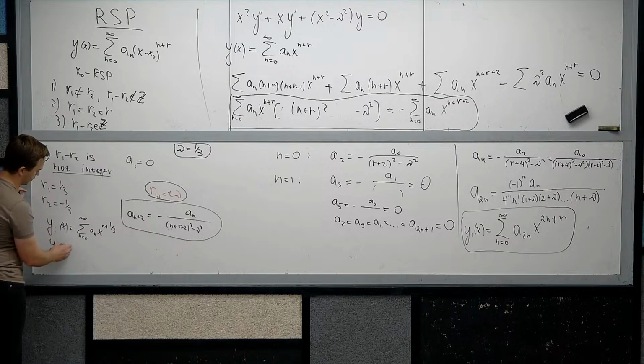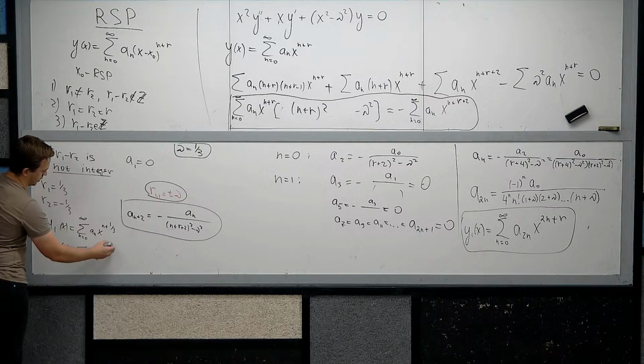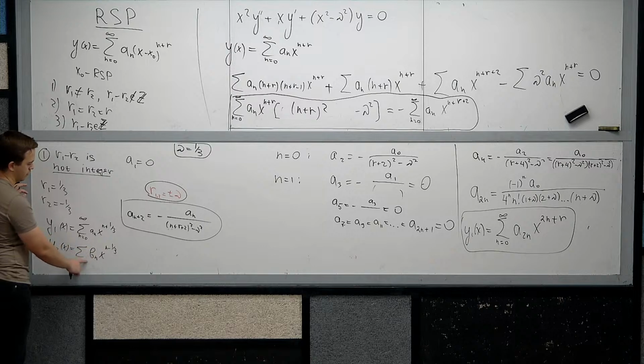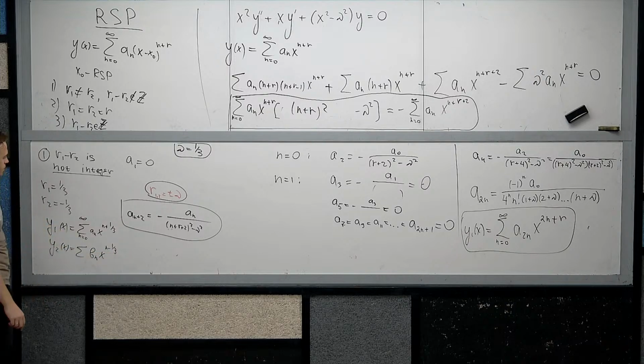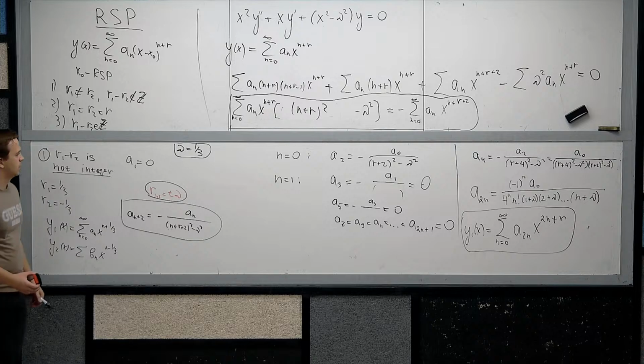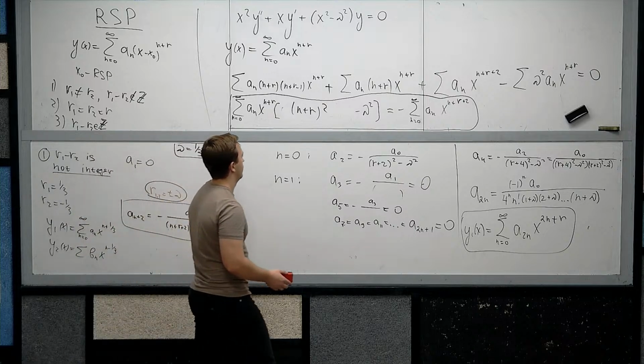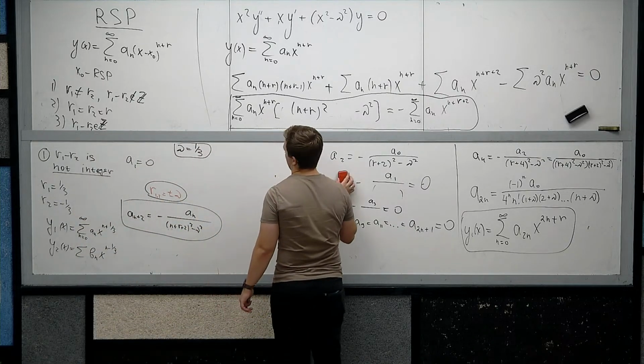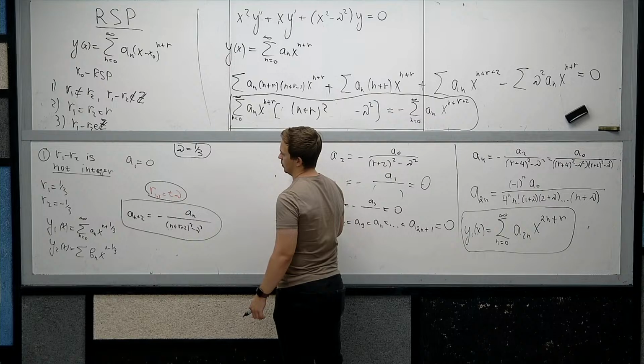And the second solution is simply the same, but with, of course, different expansion coefficients and different power. But the logic is the same. It's the simplest case. The second case is then you have a repeated root.